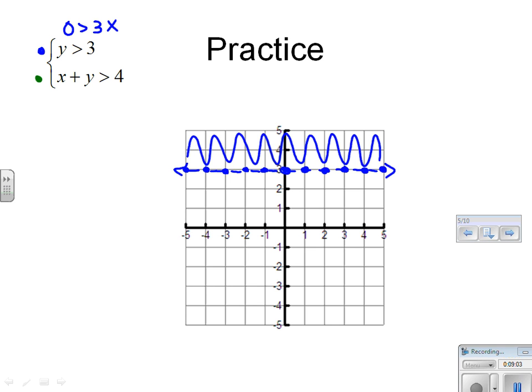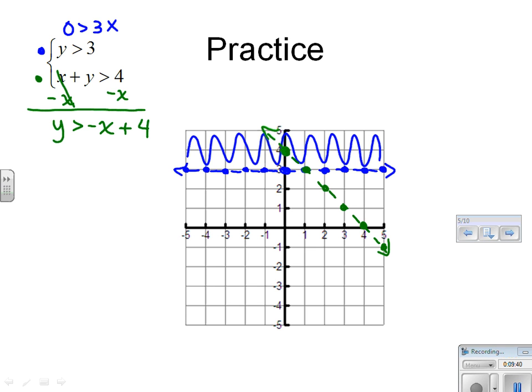This one's not in slope-intercept form, so I may first want to start by getting it into slope-intercept form. To do that, I would just have to subtract x on both sides and end up with y is greater than -x plus 4, which means that the y-intercept is 4 and the slope is -1. It's greater than, not greater than or equal to, so I'm going to use a dotted line. And it's greater than, so I want to shade above the line.